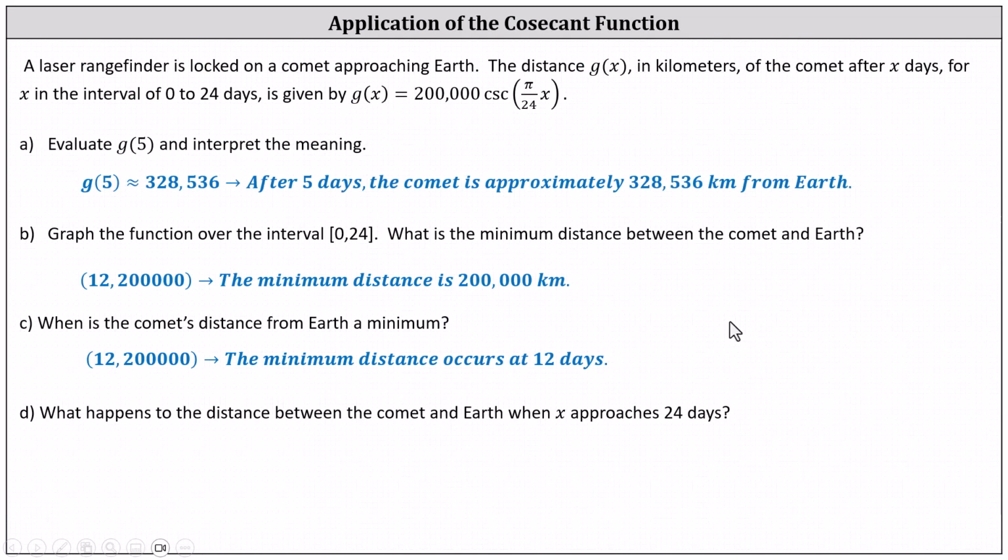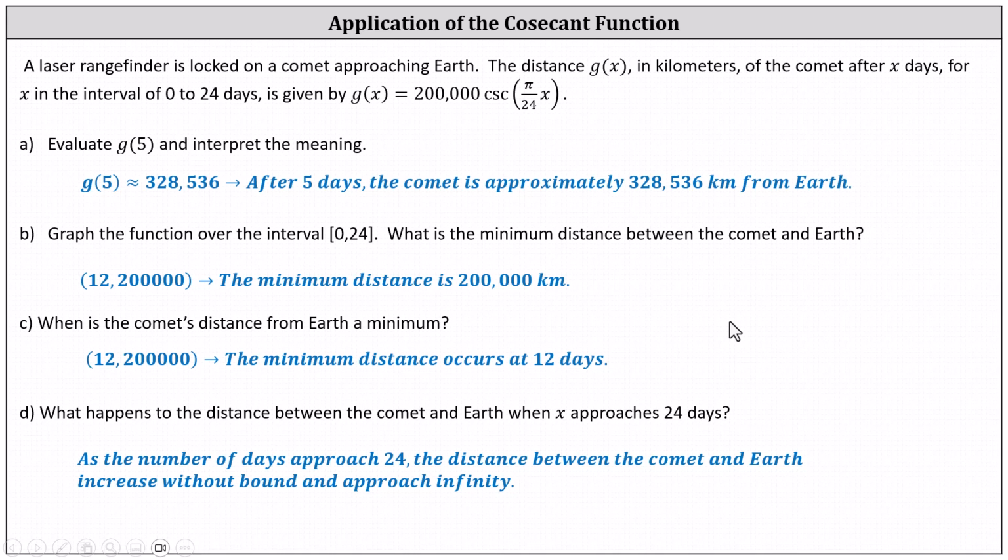To answer the question, as the number of days approach 24, the distance between the comet and Earth increases without bound and approaches infinity. I hope you found this helpful.